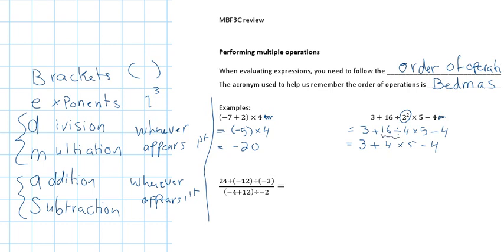Okay? Then the multiplication, right? Now I see that I have a multiplication, 4 times 5. So I have to do 3 plus 20 minus 4. Okay? Now all I have is addition and subtraction, right? I can do them all together. I don't have to actually do multiple steps. So this is going to be 3 plus 20 is 23. Take away 4. That is 19. And that is my final answer. Okay?